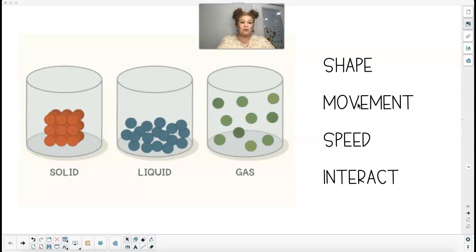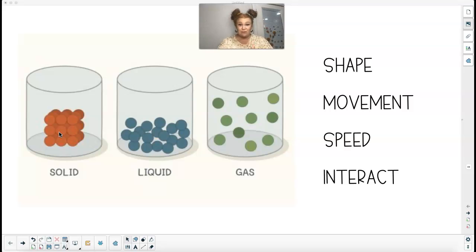So the way they move is related very much to their shape. So we can see these solids, they're not doing a lot of moving. They're really just sitting there, but they're actually moving. All molecules are moving. So we call that the kinetic theory of energy. So kinetic means to move. If you are a kinetic learner, that means you learn best by moving and doing something. So the kinetic theory of energy says that all matter always moves.